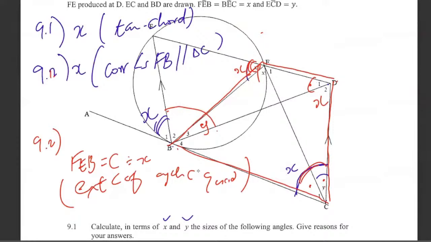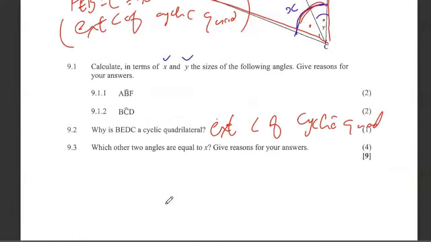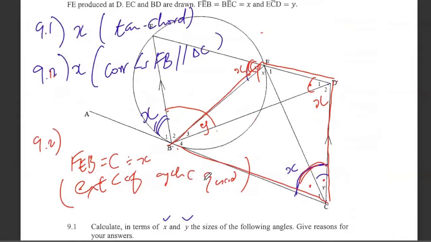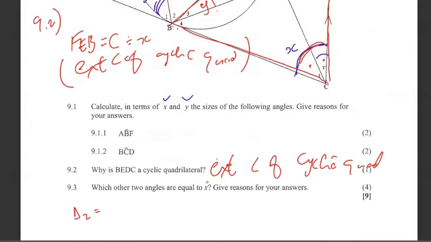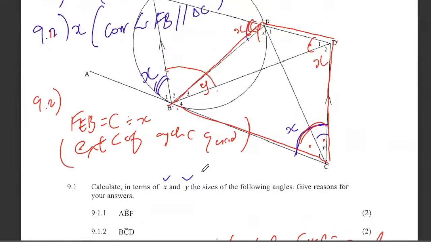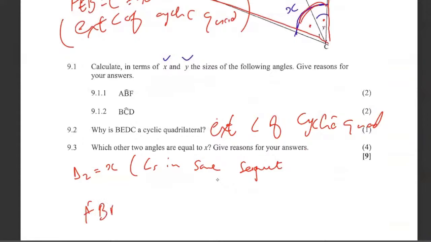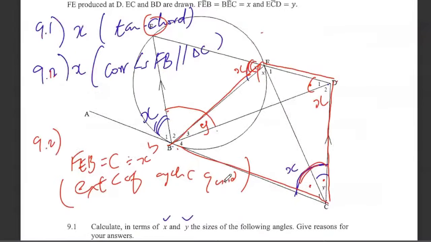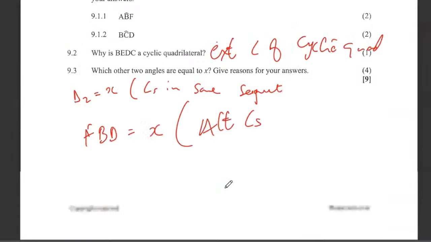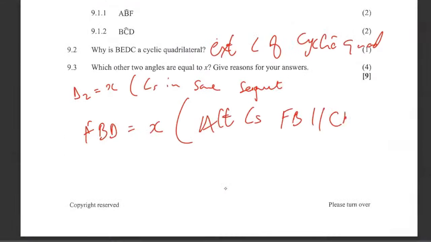What is the next question asking for? They want us to give which other two angles will be equal to X. So I've already said that D2 is X, angles in the same segment. Two angles. So we have this as X. Then if we look at the parallel lines, FBD is also X. Those are alternate angles because of the parallel lines. FB is parallel to CD.